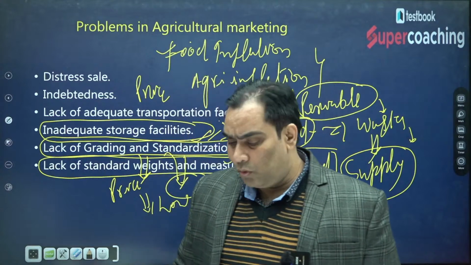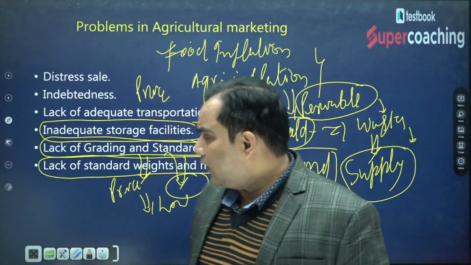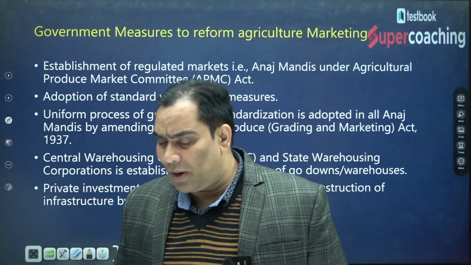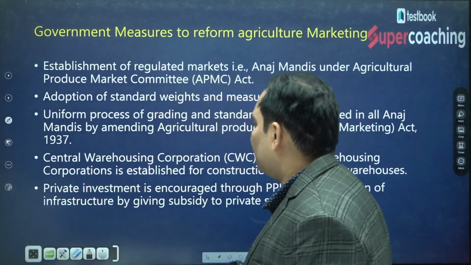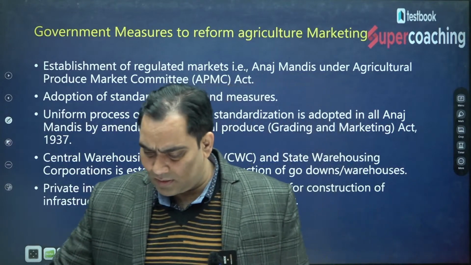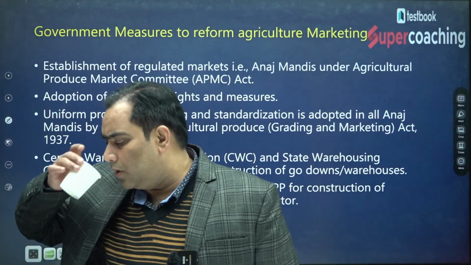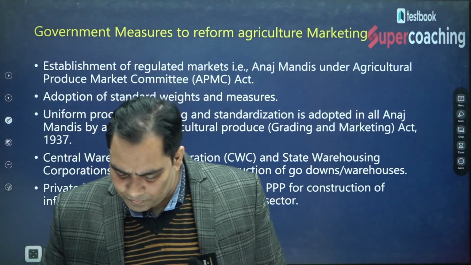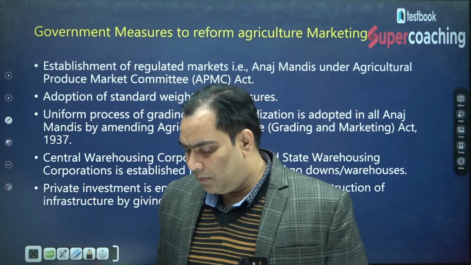Now we are going to proceed further and discuss what measures the government has taken in order to resolve these problems. Although the government has taken many measures, it is not feasible to discuss all of them. So we will discuss the more important ones, especially the agriculture produce market committee, and we will definitely deal with it in great detail in our regular class batch.